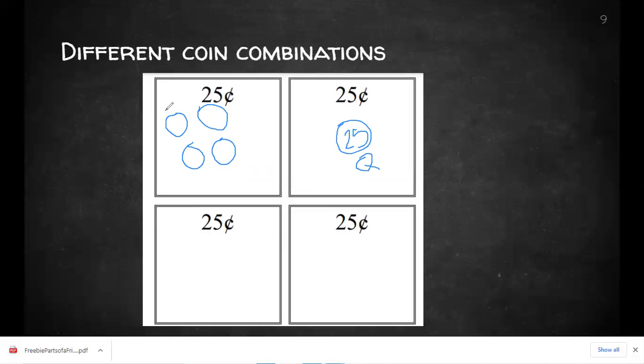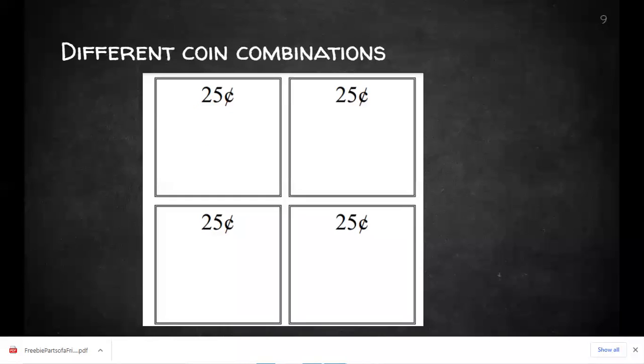Right. So I can do a nickel, nickel, and a nickel, and a dime. So we know our dime is worth 10 cents. And we know each nickel is worth 5. And if we add it all together, we get 25 cents. Now I want you to think of 2 more ways we can get 25 cents. I'll go ahead and let you think about that on your own.